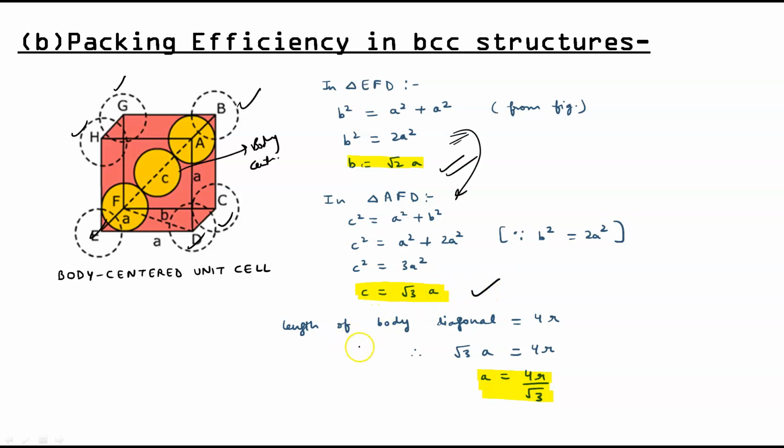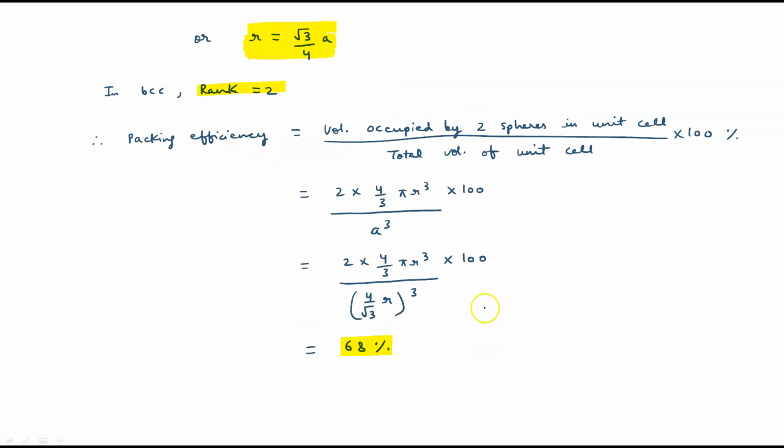Now the length of body diagonal. You can see from this diagram, this is R, R, R, this is R. This comes out to be 4R. So this is C. The body diagonal is C. So C equal to root 3A equal to 4R. That comes out to be A equal to 4R upon root 3. Now we can also write R equal to root 3 by 4A by rearranging the sides.